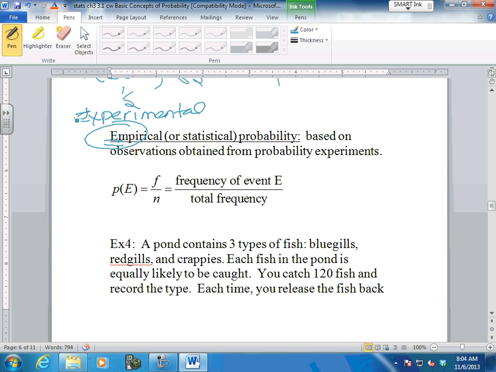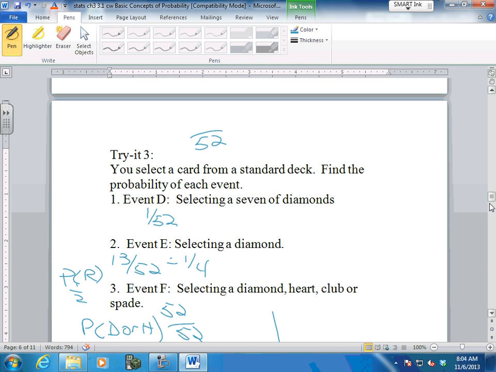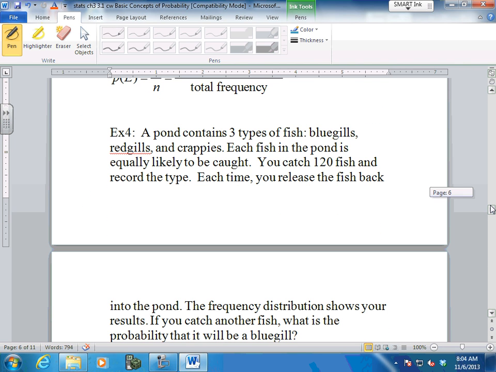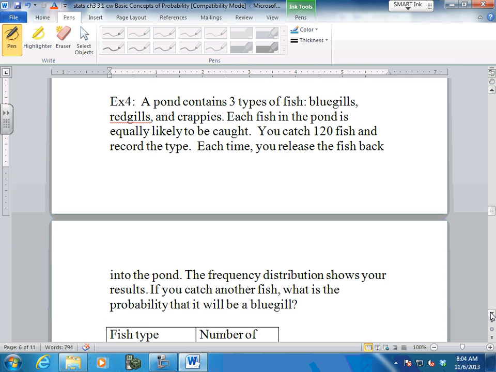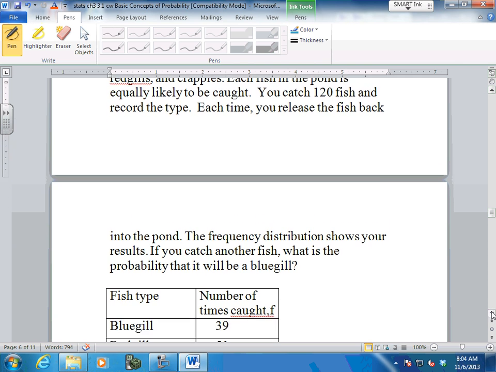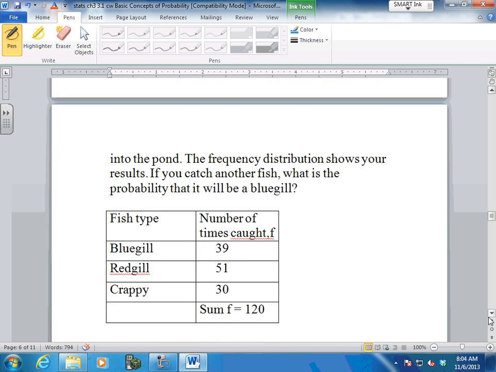So, for instance, I have a pond. It contains 3 types of fish. Bluegills, redgills, and crappies. Each fish in the pond is equally likely to be caught. You catch 120 fish and you record each type, and you release the fish back into the pond.